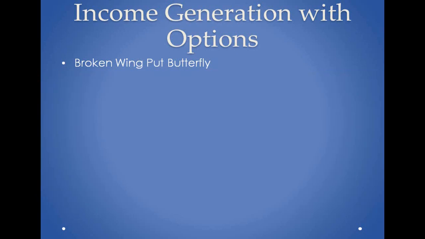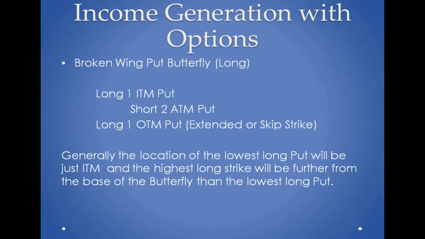Moving on to the broken wing put butterflies. Again, I'm going to do it the same way as with the call butterflies. We're going to do the standard one that most people do with the put butterfly from the long position: one long in the money put, we're going to sell two at the money puts, skip a strike, and buy one out of the money put.